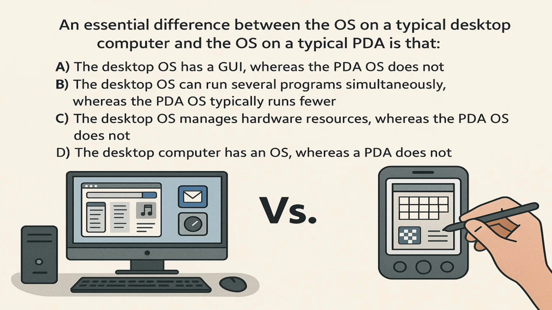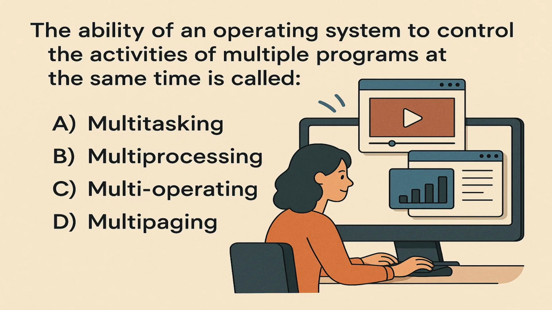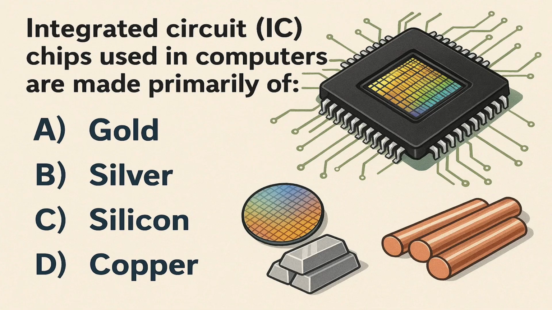An essential difference between the OS on a typical desktop computer and the OS on a typical PDA is that the desktop OS can run several programs simultaneously, whereas the PDA OS typically runs fewer. The ability of an operating system to control the activities of multiple programs at the same time is called multitasking. Integrated circuit IC chips used in computers are made primarily of silicon.